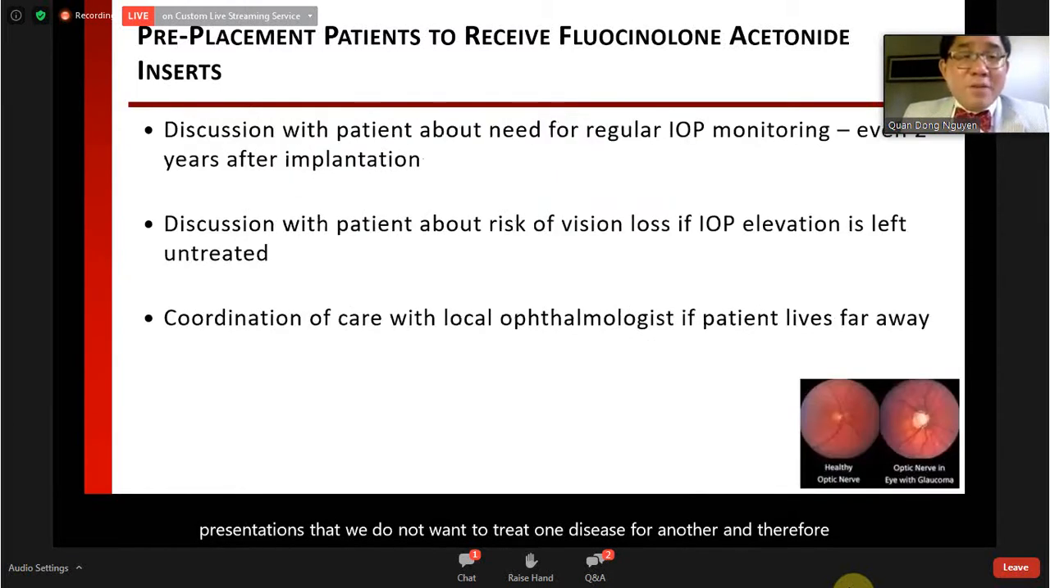In addition, we should have a very thorough discussion with the patient about the need for regular intraocular pressure monitoring, even 1.5 or 2 years after implantation. So please do not forget about the patient and have the patient return for follow-up. Discussion with the patient about the risk of vision loss if IOP elevation is left untreated, and coordination of care with local ophthalmologists if the patient lives far away and cannot come back to a major eye center regularly.